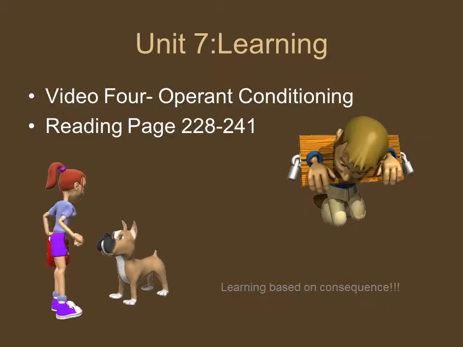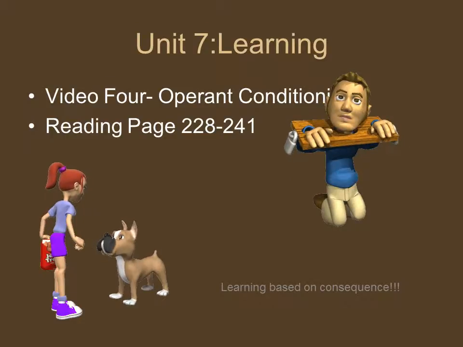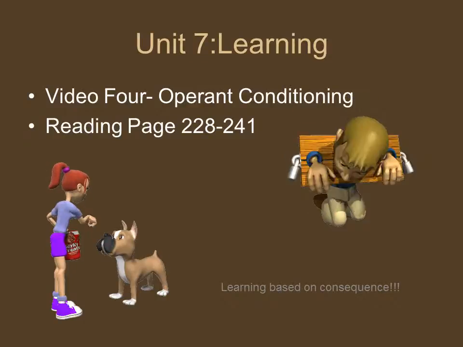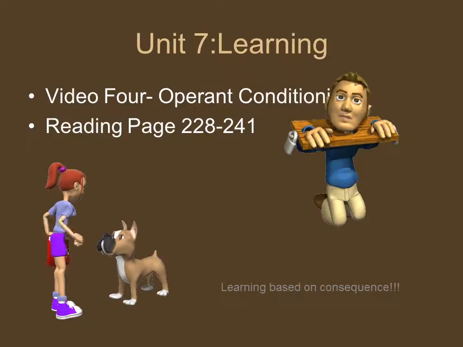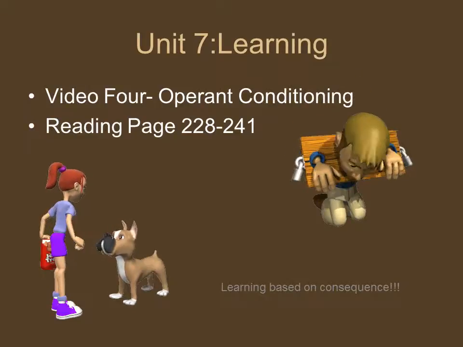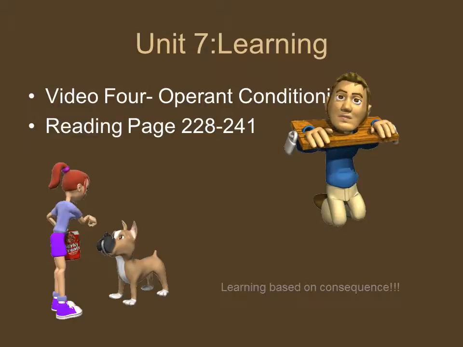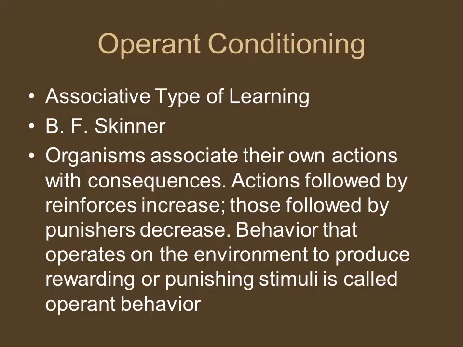Okay, so now we're getting into video 4, which is operant conditioning. The reading is covered on pages 228 to 241. Operant conditioning is also associative learning. It is learning that is based on rewards. So they're rewarding the dog, and also we have a picture of our man there as a punishment.